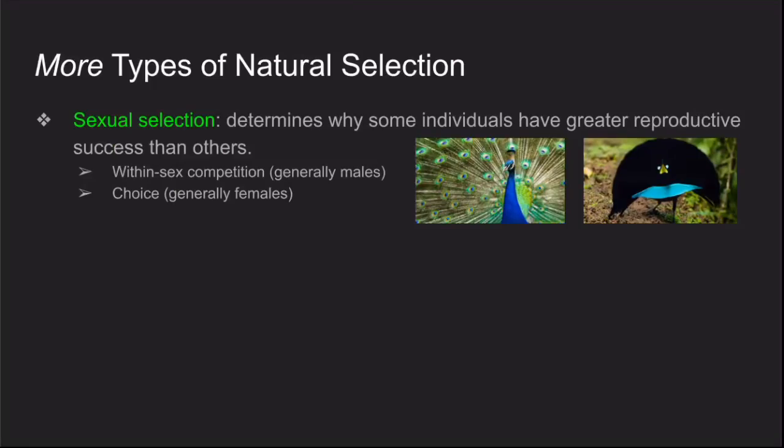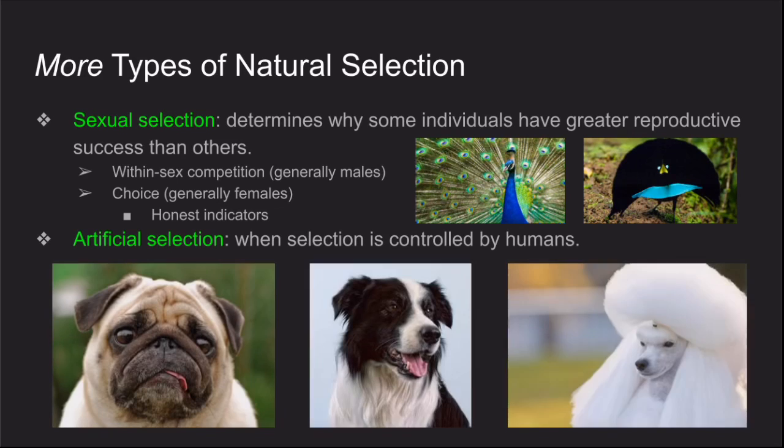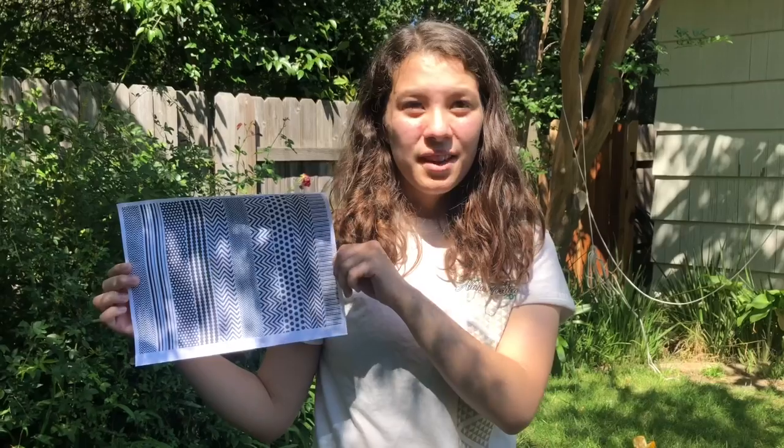The sexually selected traits that are a result of female choice are called honest indicators. The final method of selection is called artificial selection. This occurs when selection is controlled by humans. For example, many breeds of dogs have been artificially selected to look how people want them to or to have particular skills. Evolution tends to follow certain patterns.